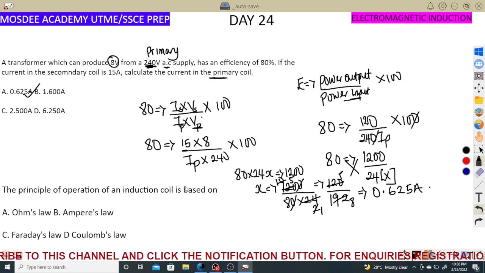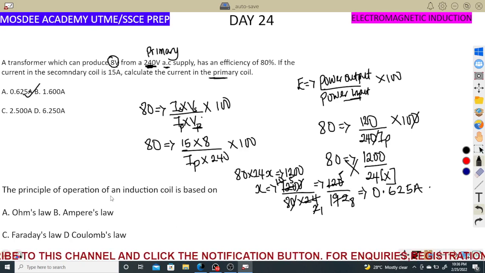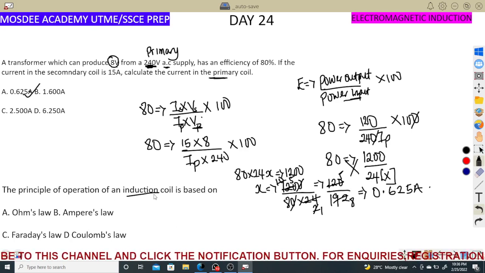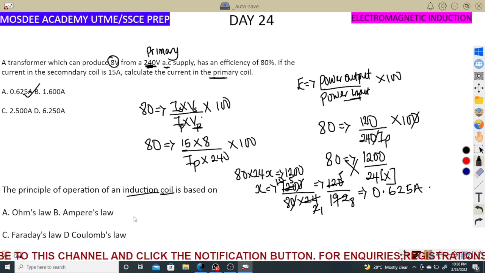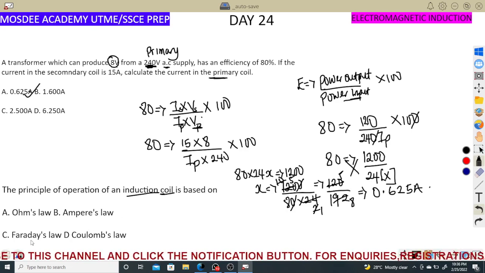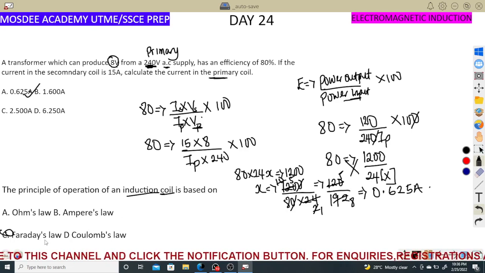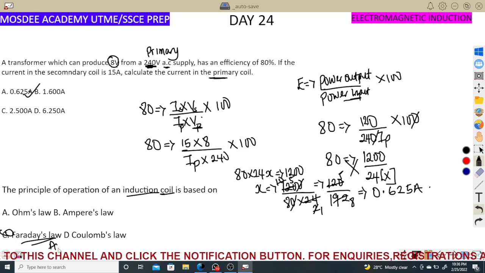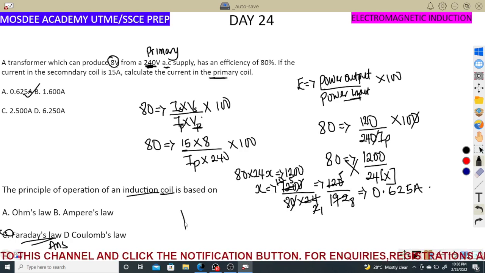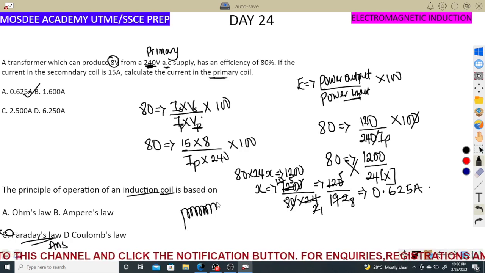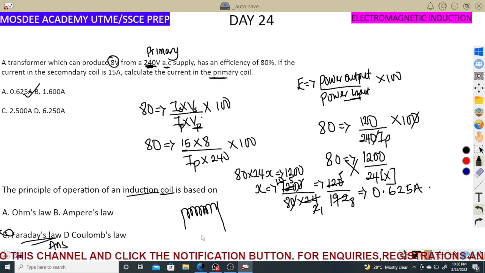So the next question. The principle of operation of an induction coil, I've explained that to you. Induced EMF, induced current, that is what? Electromagnetic induction, and that is what? Faraday's law. So it's a very simple question. Induction coil, we've talked about it, those coils that are wound across each other.